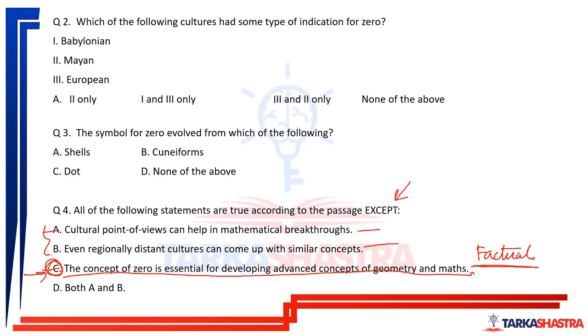When we take a look at such questions where there is except or negative, what we should do ideally is try to resolve the statement into a simpler statement. For example, the statement here says all of the following statements are true according to the passage except. So a simplified version of the statement will mean what? Which of the following is false? You are not looking for a true statement, you are looking for a false statement.